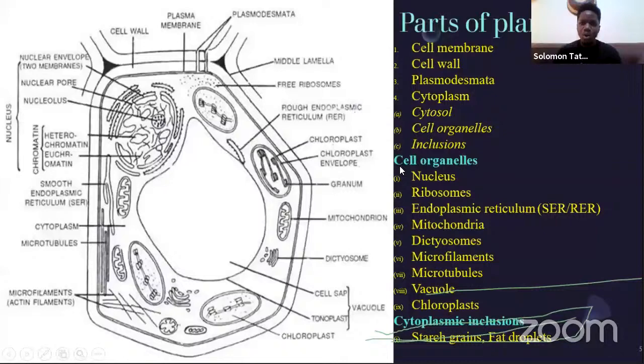All right. Let's look at the plant cell. Here are the parts of the plant cell. We're going to look for the parts that we do not talk about in the animal cell, and we shall explain those. The first part that I see here is the cell wall. Okay, so what is the function of the cell wall?